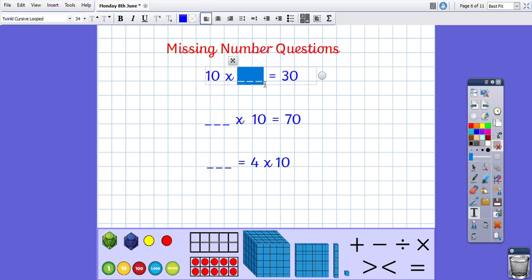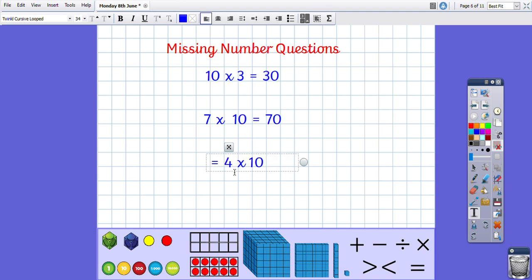So in here would be 3. If I've got 3 groups of 10, I would have 30. This would be 7. 7 groups of 10 would give me 70. And then to work this one out, although it is a backwards sum, you can still work this part out. You just put your answer at the beginning. So 4 times 10 is 40. Hope you all got those right. You'll have to let me and Miss Smith know via email if you did.